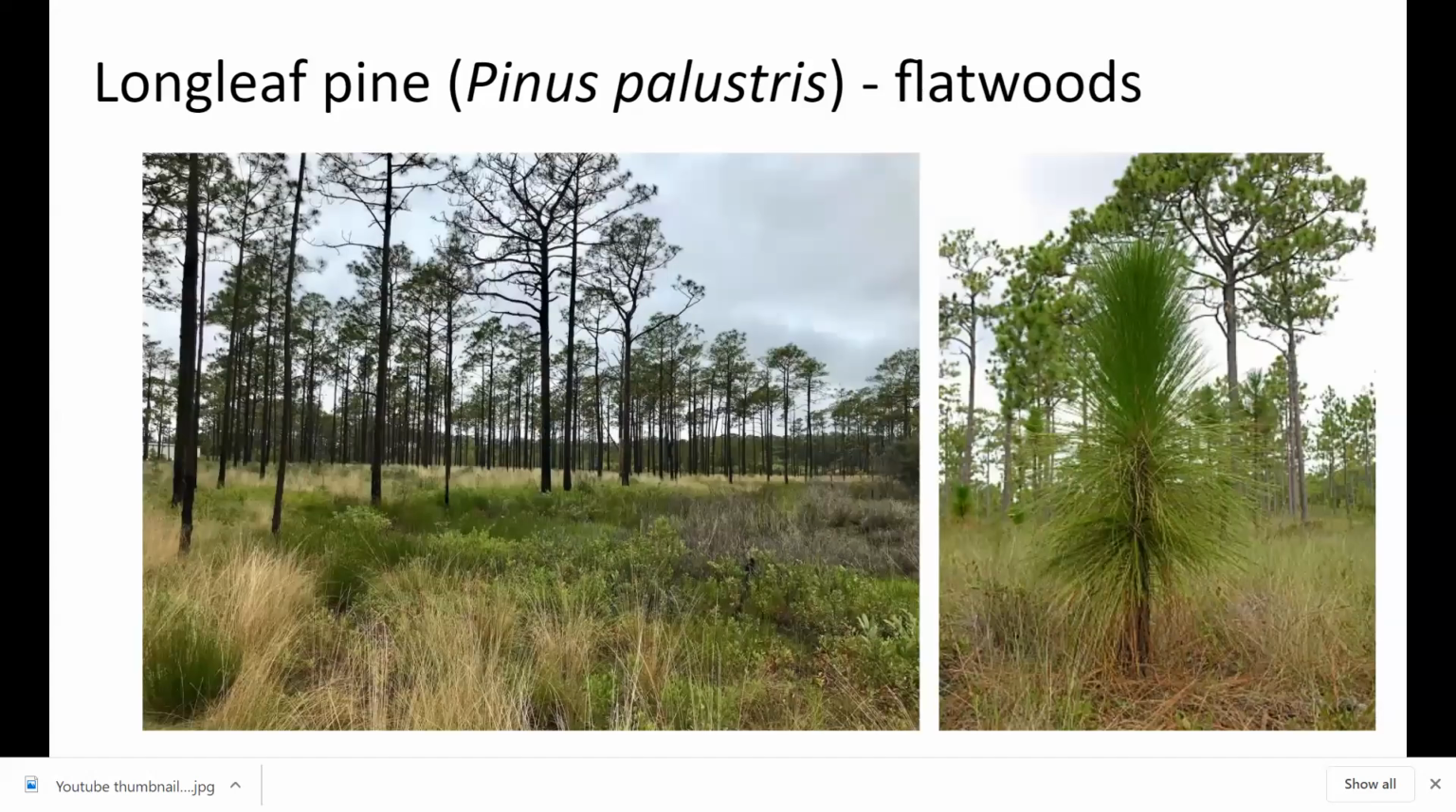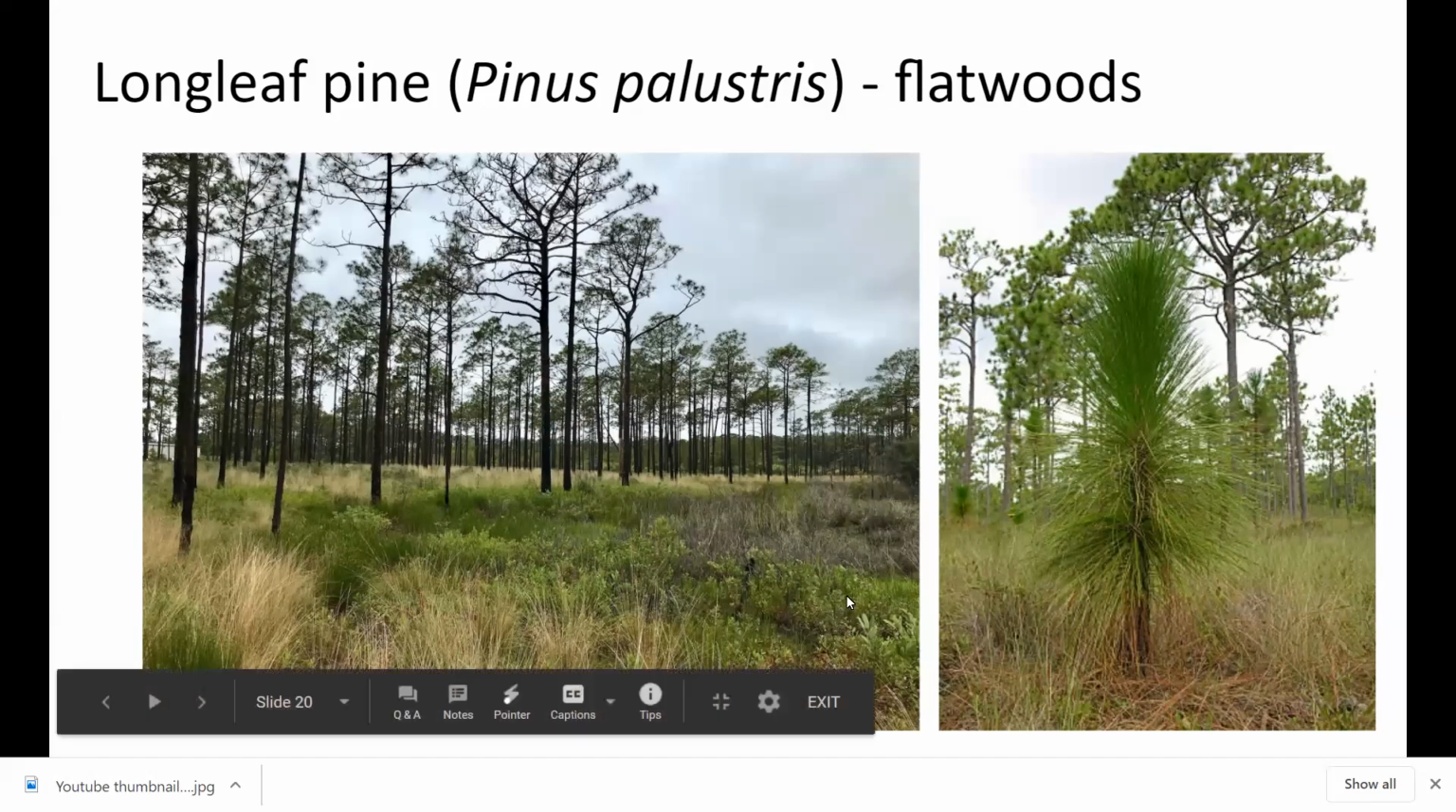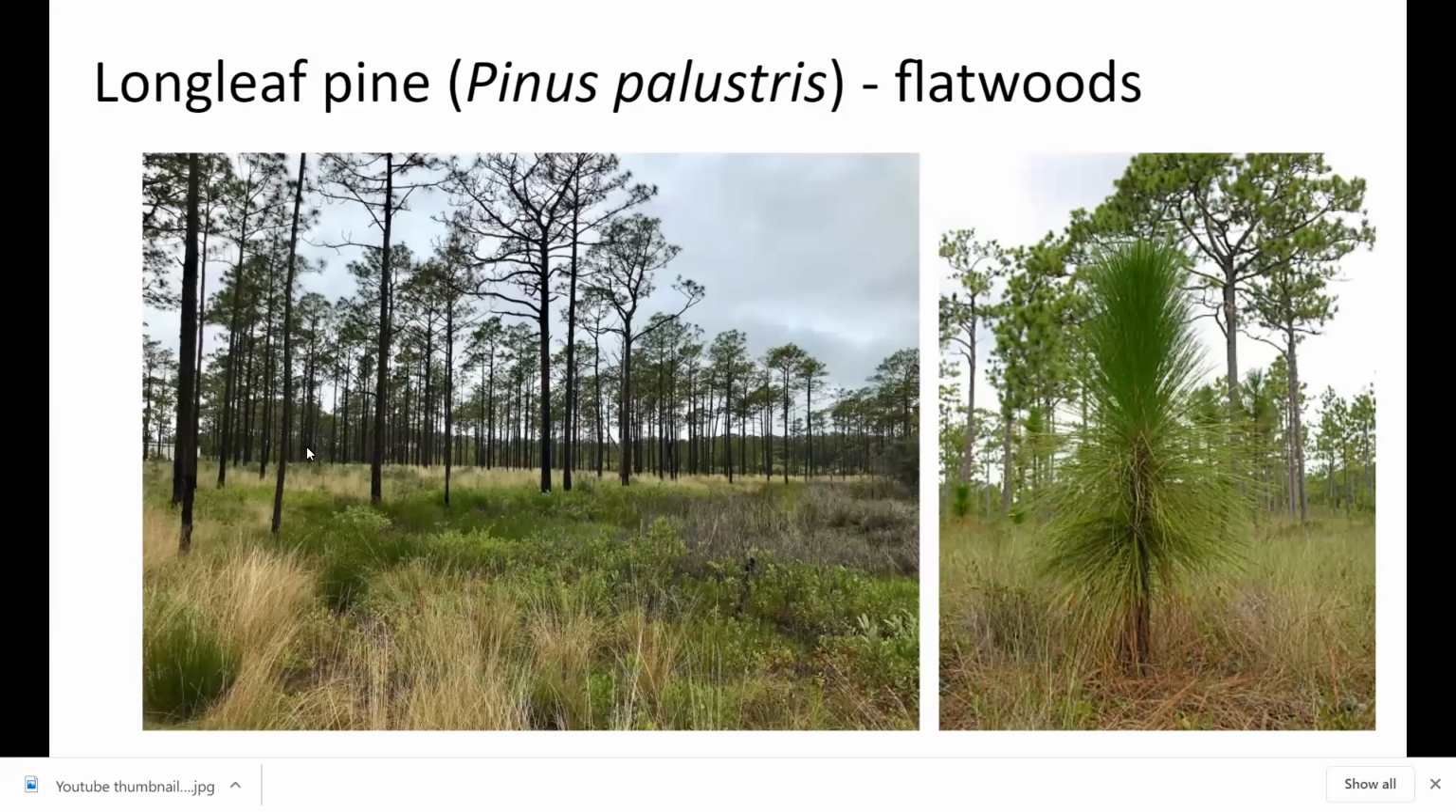The flatwoods areas, you might look and think superficially that these look very similar. On this photo on the left, though, you can see that there are some evergreen shrubs popping up here. These sites are also burned, but not at the same frequency. And if you dig into the soil here, it's a very sandy, dry soil. So moisture doesn't seem to be much of a factor for longleaf pine.